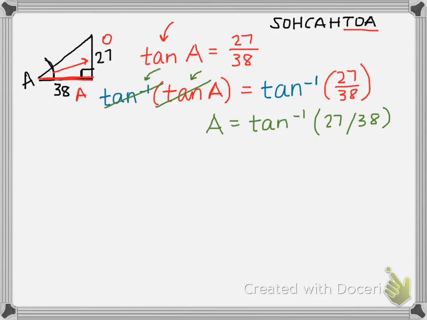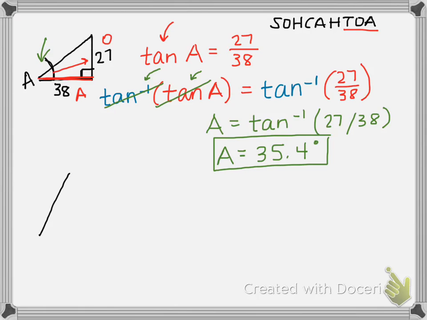Now you can put that directly into your calculator just like that. But remember, you always want to double check your mode to make sure that your mode is in degree, or else your answers will not be correct. Okay, so 35.4 degrees is the measure of this angle right here. That angle right there is supposed to be 35.4 degrees.